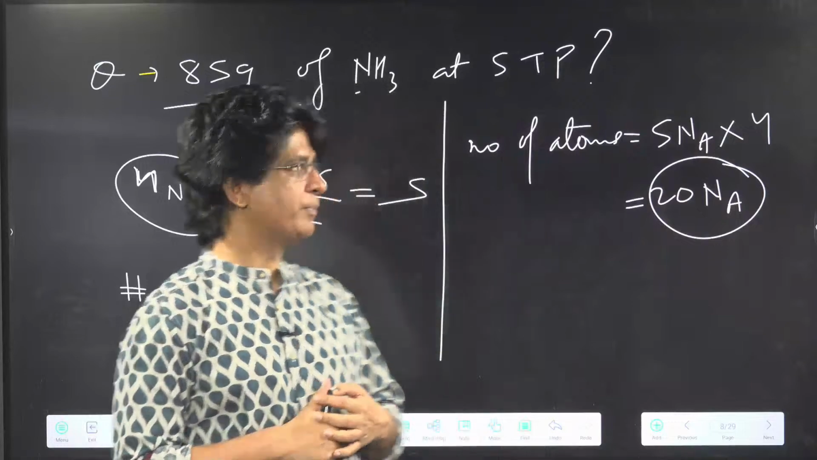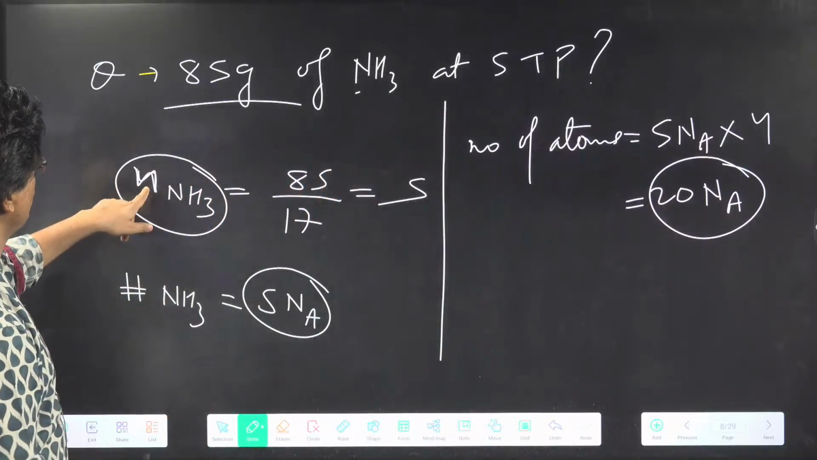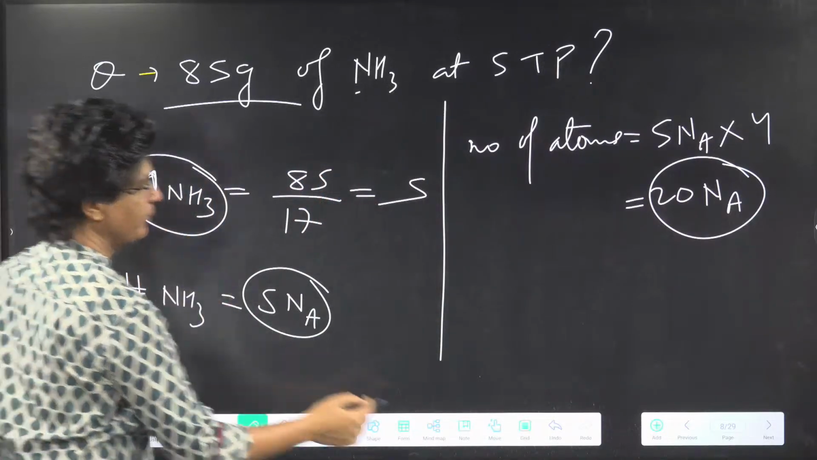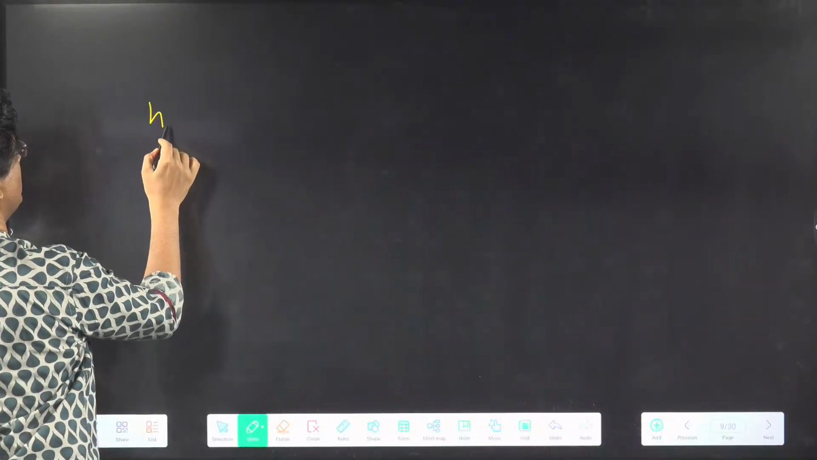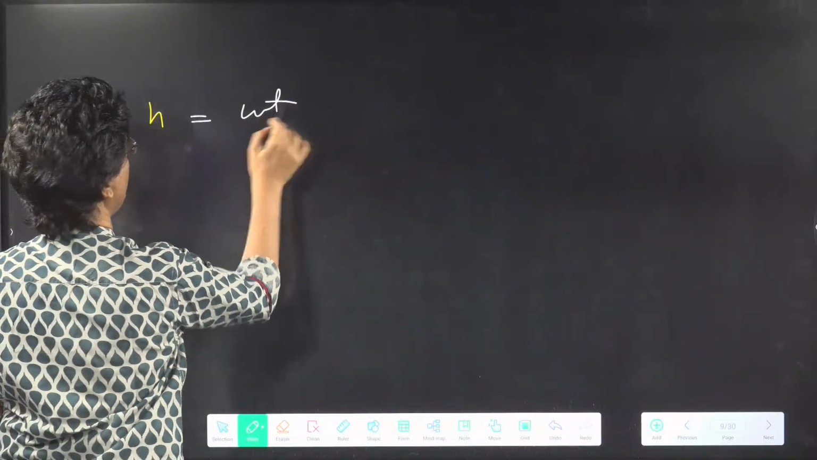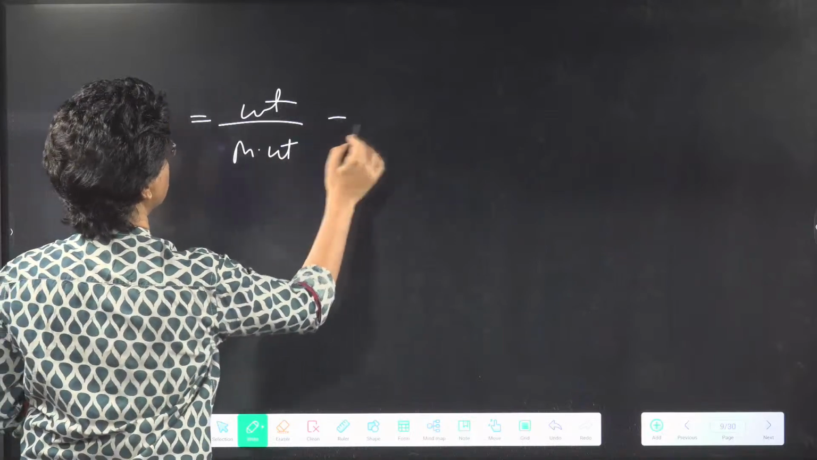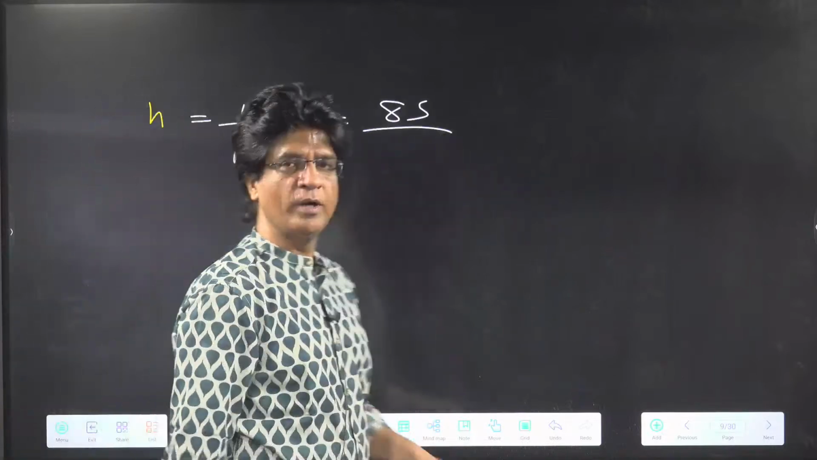The first step, beta, to find number of moles: what is number of moles? Number of moles is weight upon molecular weight. Weight is given as 85. And what is molecular weight of ammonia?